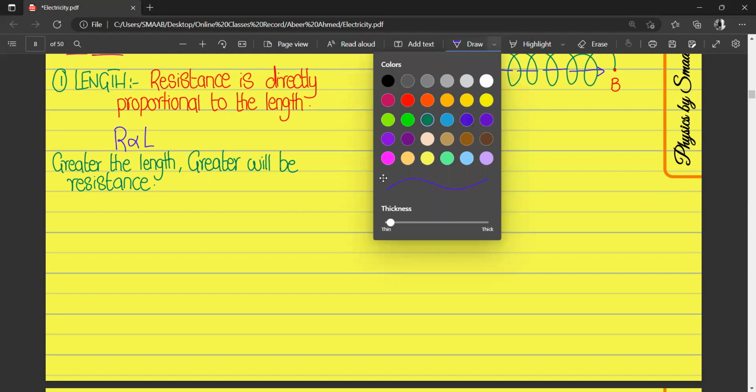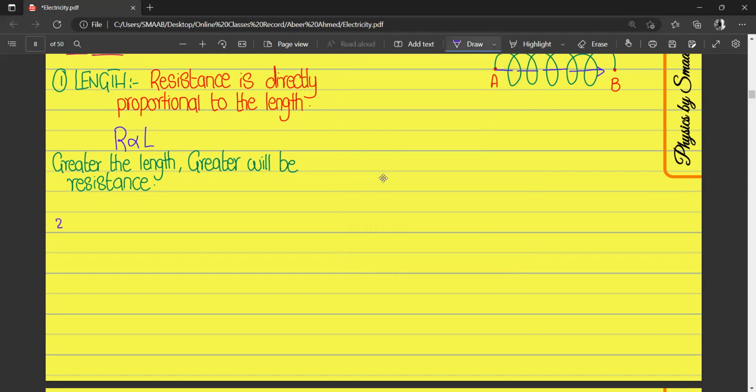If we discuss the second factor, so the second factor is the cross sectional area.